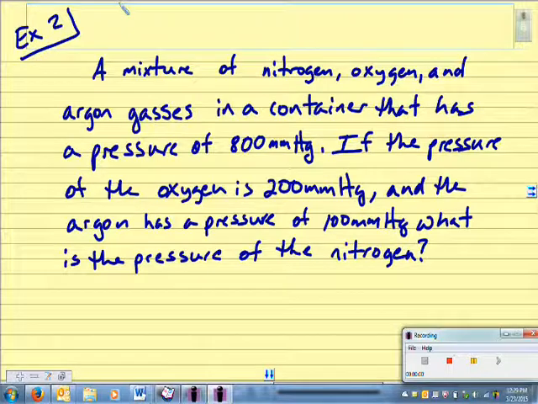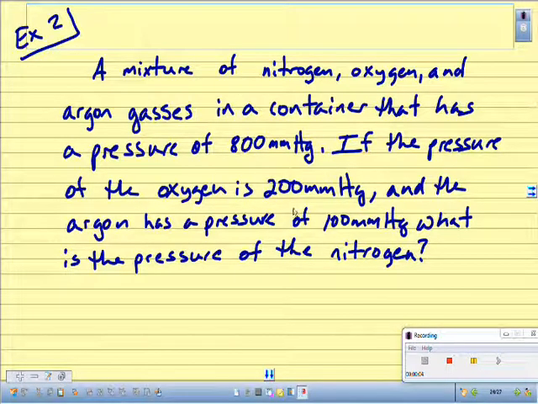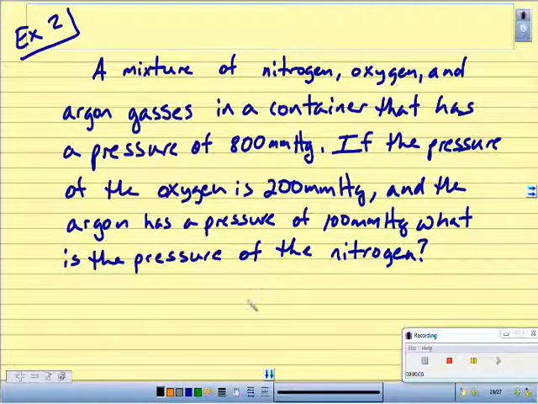Now the second type of problem that you'll encounter is when they give you the total pressure and they ask you for one of the parts, like example 2. A mixture of nitrogen, oxygen, and argon gases in a container has a pressure of 800 millimeters of mercury. If the pressure of the oxygen is 200 millimeters of mercury and the argon has a pressure of 100 millimeters of mercury, what is the pressure of the nitrogen?